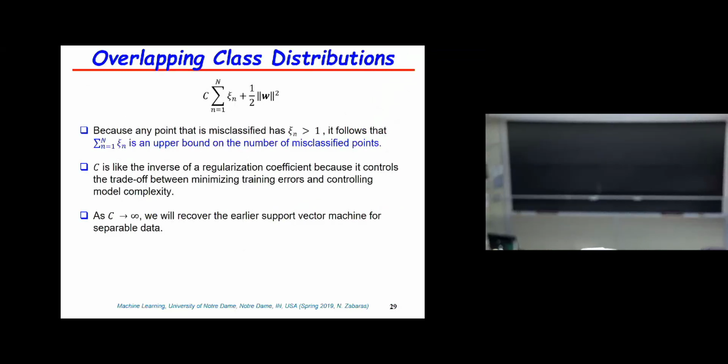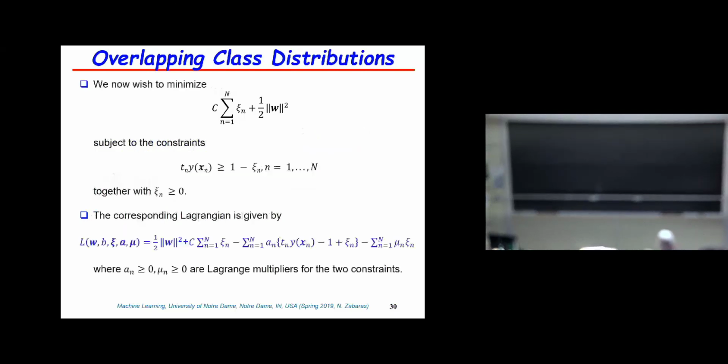So the summation of the xn's is an upper bound on the number of misclassified points, because for all misclassified points, xn is greater than 1. So when you sum this, it will be higher than the number of misclassified points. We want to minimize this, and we have these constraints using the slack variables that they are greater or equal to 0.